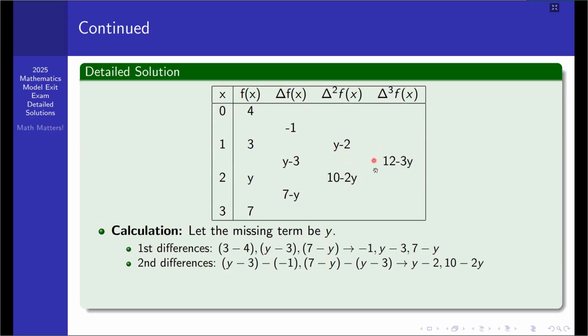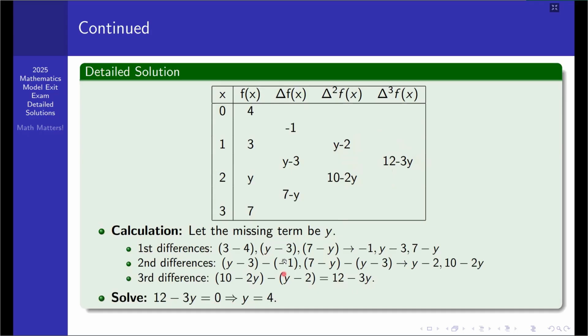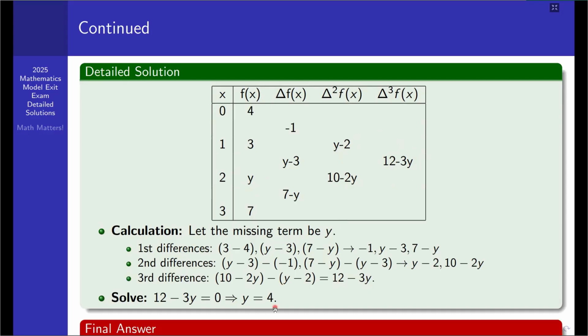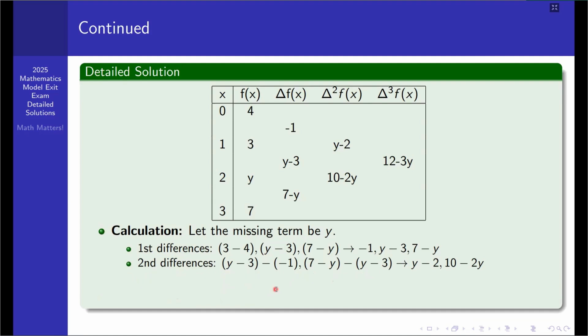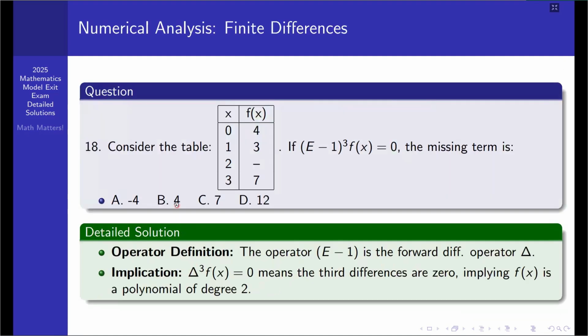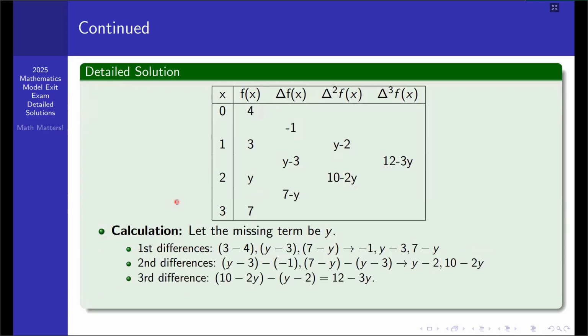But what we are informed here is that the third forward difference of this function is already 0, so we can equate this to 0. Therefore, 12 minus 3y is equal to 0, which implies y is equal to 4. So the missing term here is 4, or simply f of 2 can be approximated to be 4. Therefore, the best answer is B, which is 4.